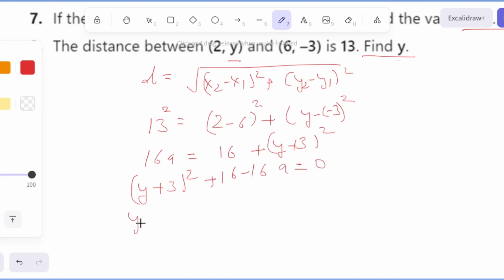Now again we use the identity (a + b)² = a² + b² + 2ab. So y² + 9 + 6y, and then you subtract: 16 minus 169 is −153, so that will be −153 = 0. And this you can combine with the 9 as well, so y² + 6y and −153 plus 9. Basically you're subtracting it.